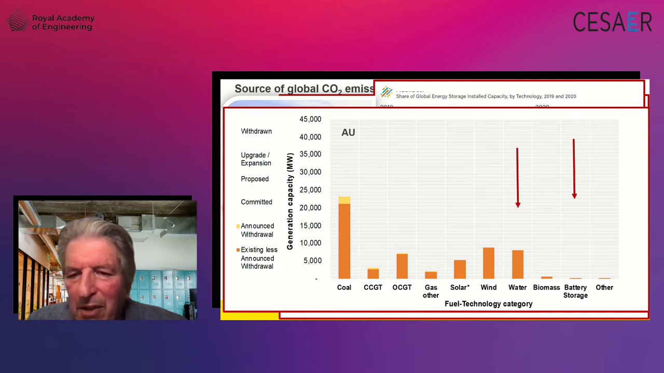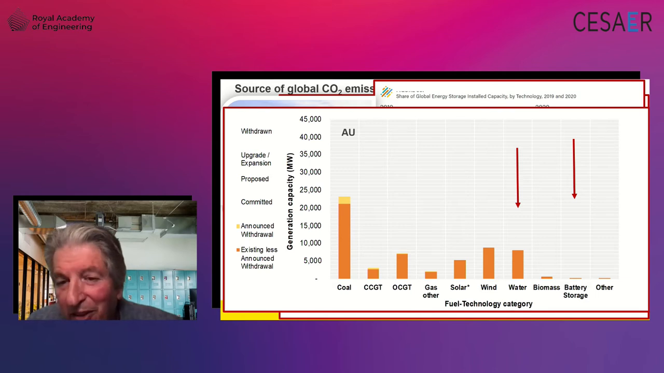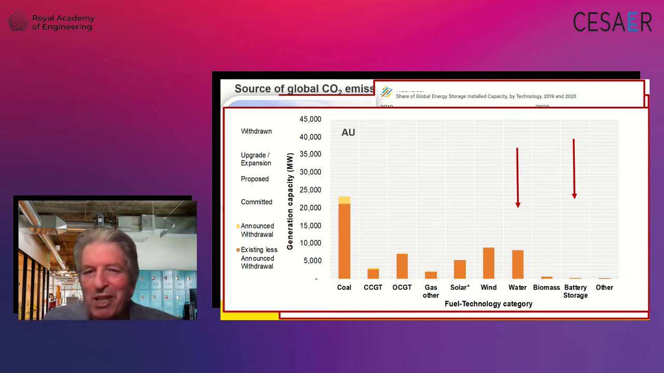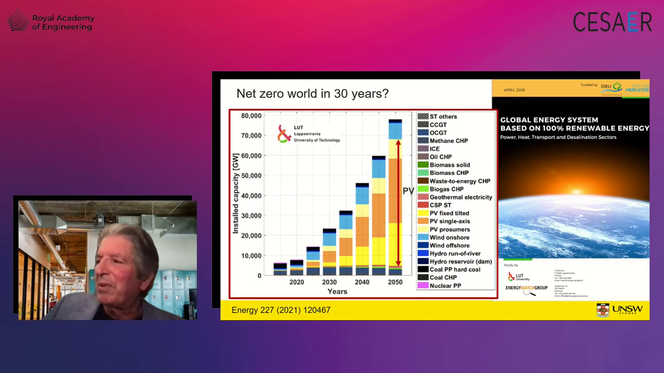This slide hasn't come up very well, but it's showing the present makeup, but the point that I want to show is not appearing on my screen anyhow. It's showing the planned or proposed installations of different things. And what I wanted to show was that there's a massive amount of battery storage proposed for Australia, nearly as much as our present coal capacity.